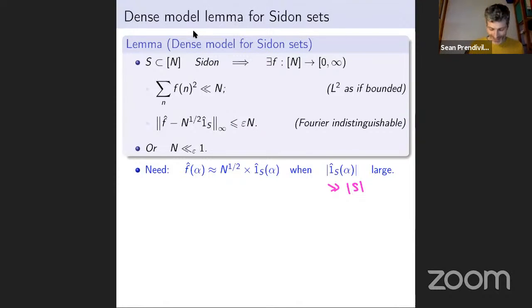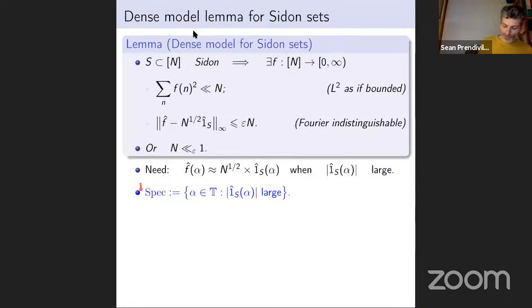So what I'm trying to emphasize is, when the Sidon set has a large frequency, your dense model has to really accurately model and account for that large frequency. But when the Sidon set has a frequency at which it's small, you care less about the size of the dense model. As long as it's somewhat small, we can beat this bound. Okay. So again, this is me just trying to motivate the construction that's coming.